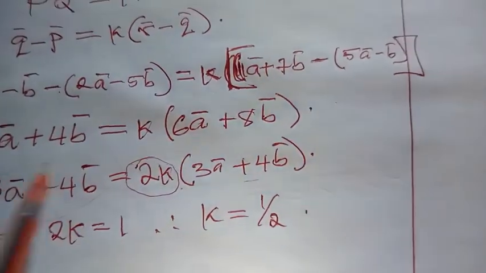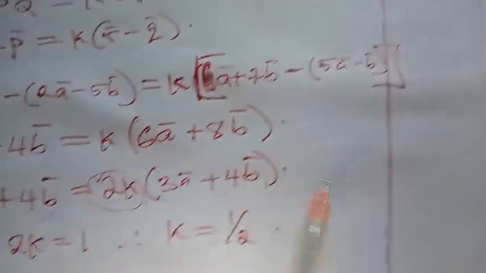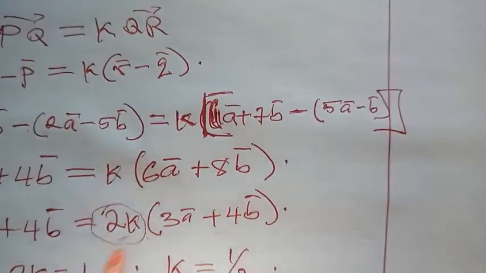So this shows you that P, Q, and R are collinear points. Why? Because we're able to show that this is some scalar multiple of this. You can see I've extracted this one from this one. You understand that? And that is it. And so we have found the value of K.